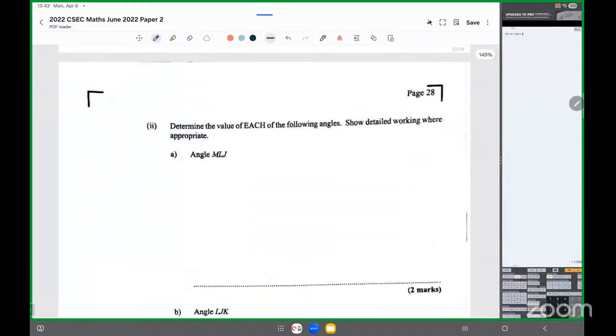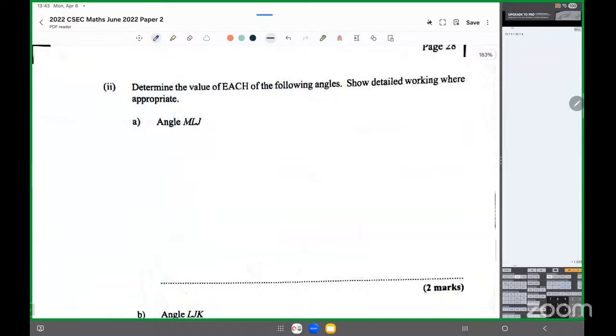Next question. It said determine the value of each of the following angles. Show detailed working where necessary or appropriate. So then it's not asking for reasons, just wanted to calculate them, right? So show detailed working. But you can give some reasons as well.